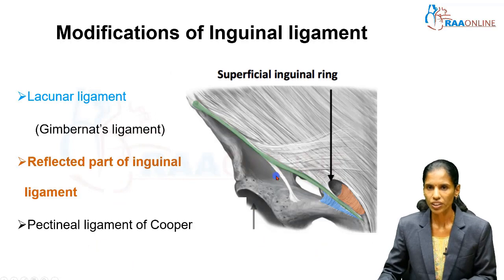There are modifications of the inguinal ligament which you will see at the medial end of its attachment. In this picture, the blue colored structure represents one modification of the inguinal ligament, known as the lacunar ligament. The other ligament extending above, in brown color, is called the reflected part of the inguinal ligament. The other ligament which extends from the lacunar ligament is called the peritoneal ligament of Cooper.